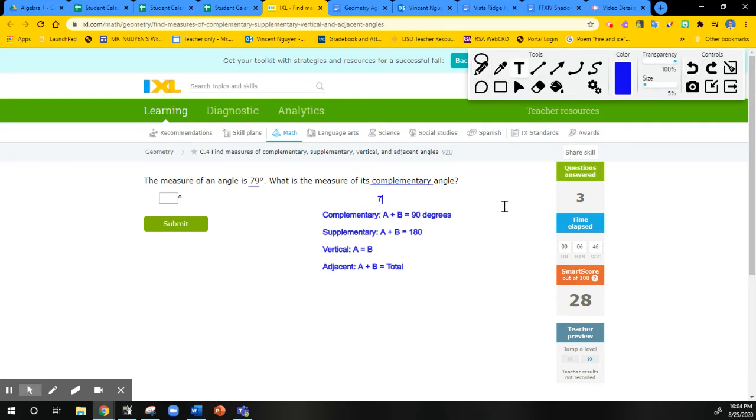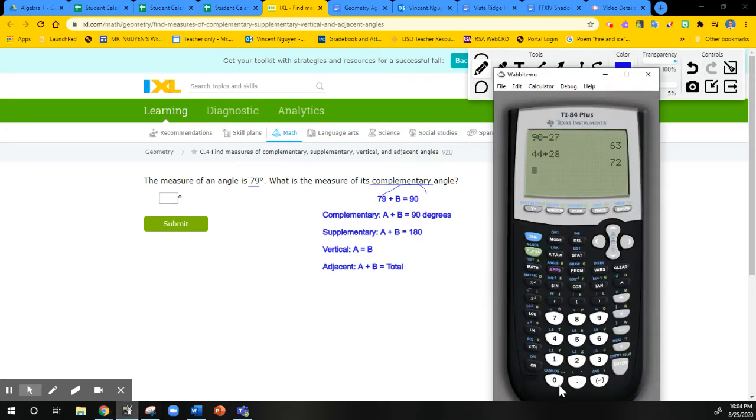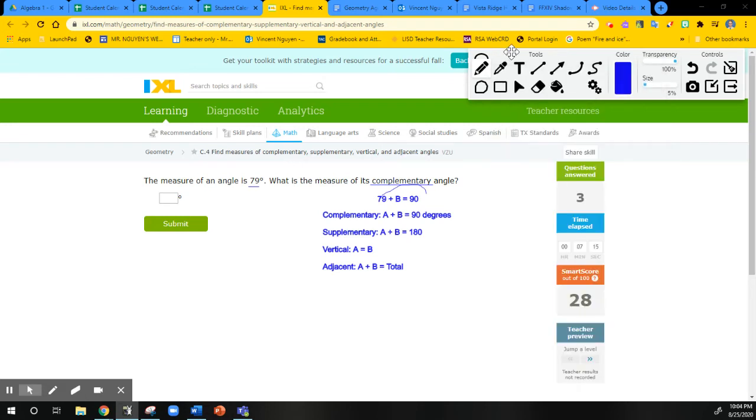We already have 79. And we're going to add angle B to that, which is the missing one. And we have a complementary relationship. That means we're going to get 90 degrees. So to find angle B, all you have to do is subtract 79 away from 90. So we take 90 and we subtract 79. And you're going to get 11. So 11 is our answer for the missing angle.